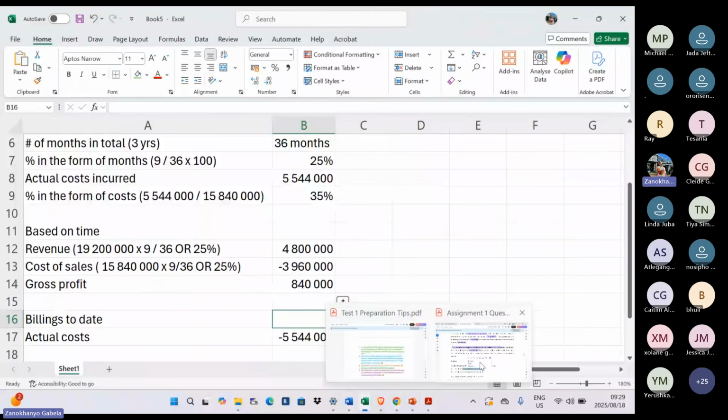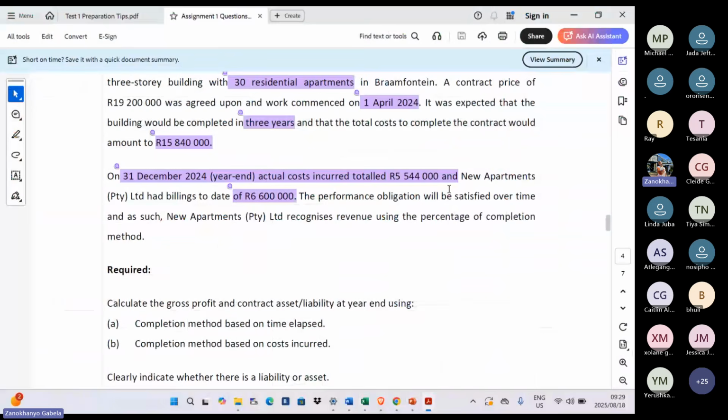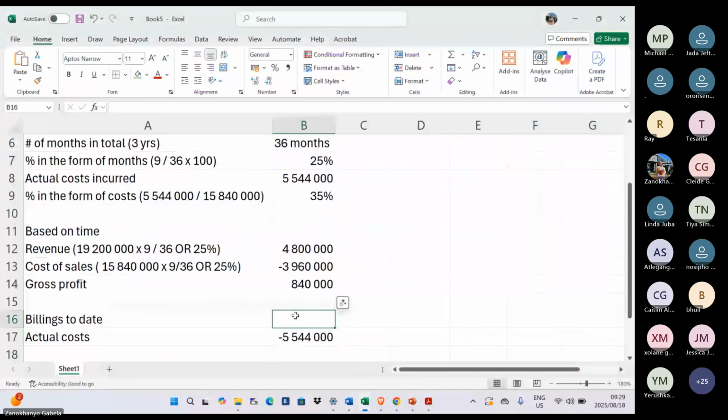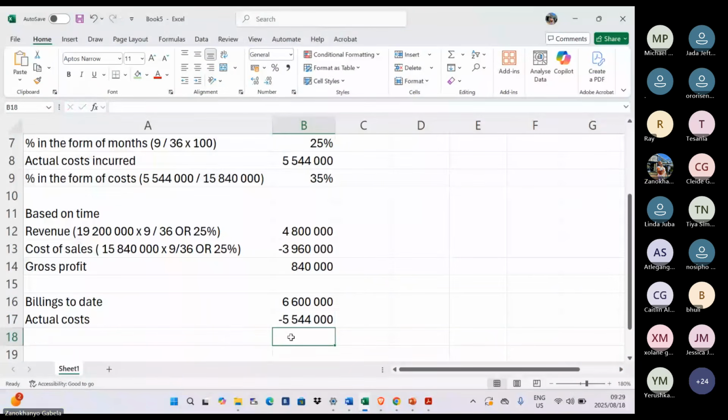Let's go and check it out. Show yourself, billings. There it is. 6.6. Perfect. Let's go and put that down. 6, 1, 2, 3, 1, 2, 3. Perfect. Right. Billings to date.